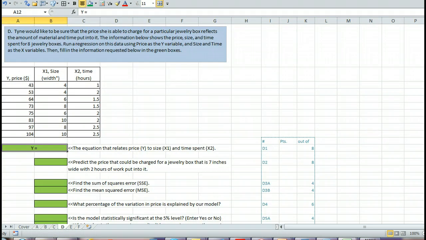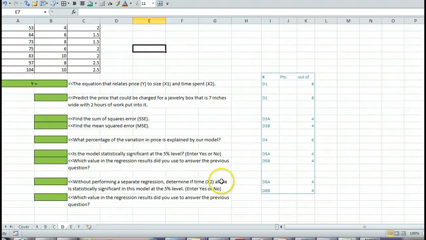Problem D here, you can see from this data, is a regression analysis problem. So you're going to create a regression analysis, and then you'll be able to use that data, the regression data, to answer all of the questions here. And again, this should look familiar.